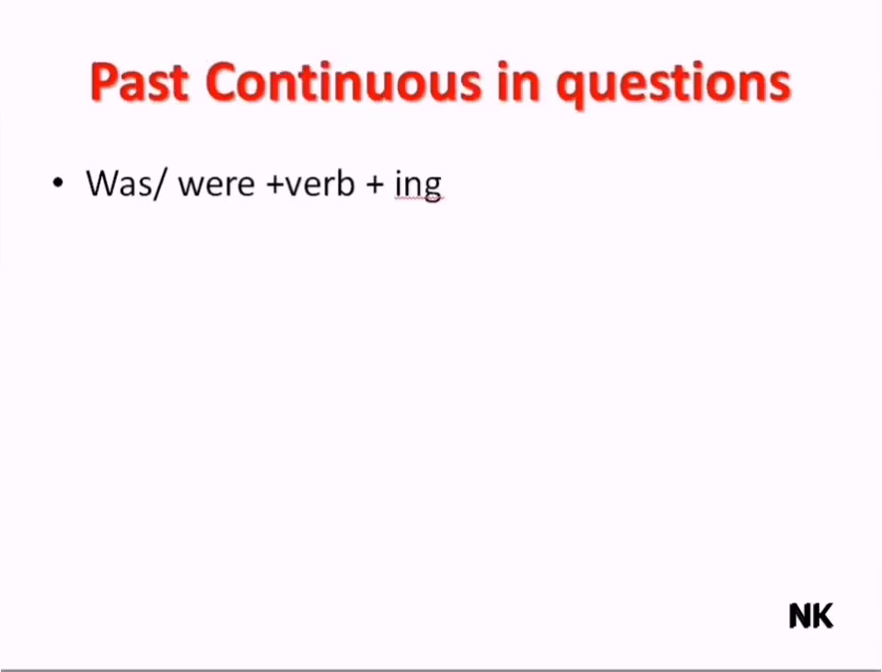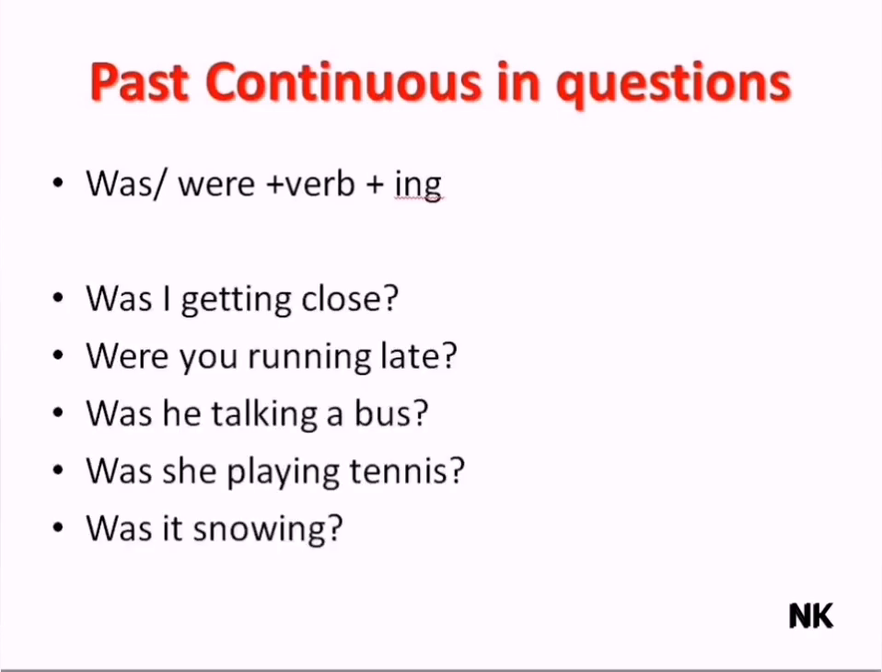Let's have a look at the past continuous in questions. Again, we use the past simple form of the verb to be, was or were, the base form of the verb and ing. Was I getting close? Were you running late? Was he talking about past? Was she playing tennis? Was it snowing?